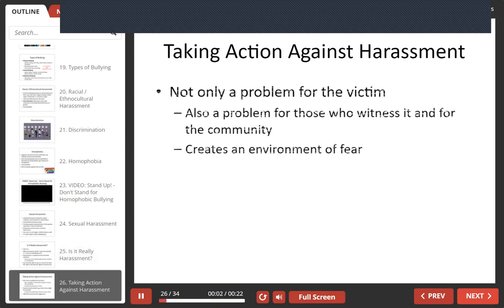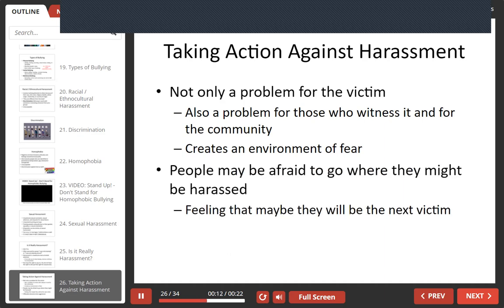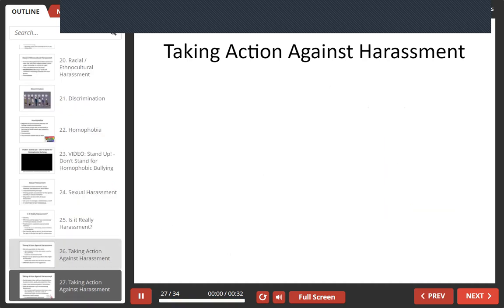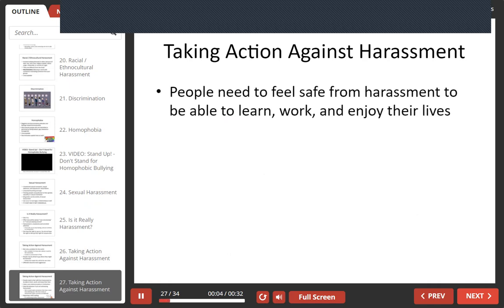Harassment is not only a problem for the victim, it can also be a problem for those who witness it and for the community as a whole. It can create an environment of fear. People may be afraid to go anywhere where they might be harassed, feeling that maybe they will be the next victim. Offenders can also become more aggressive. People need to feel safe from harassment to be able to learn, work, and enjoy their lives.